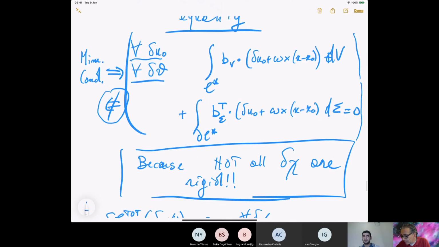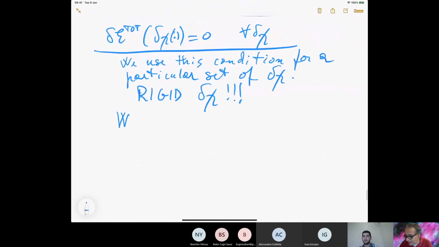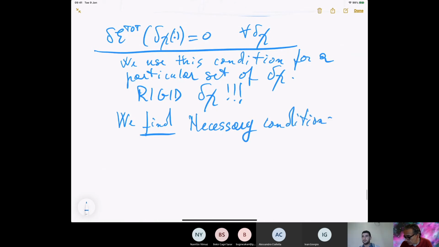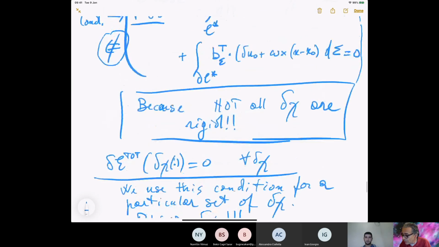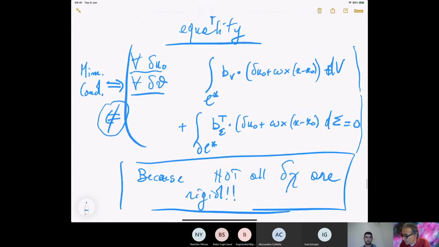You find, so what we do, we find necessary conditions for equilibrium. And only in particular cases, these necessary conditions will be sufficient for equilibrium. Okay? So this has to be clear. Okay.